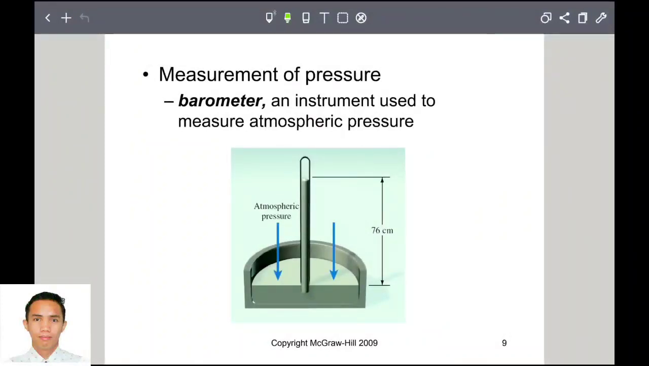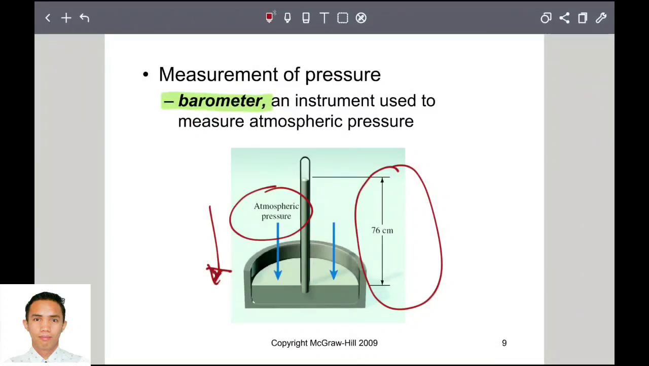According to this, for the measurement of pressure, the barometer is an instrument used to measure atmospheric pressure. We have 76 cm, that is the height. Then we have atmospheric pressure on this side. Let's proceed to the next slide.